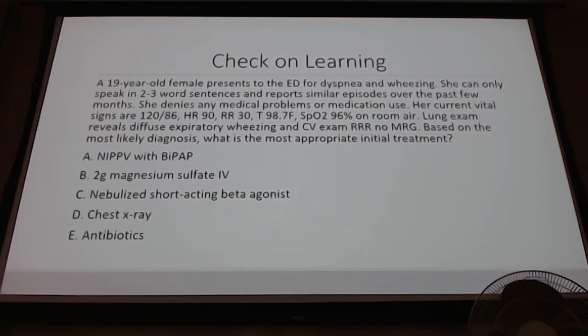All right, we got another one. You got a 19-year-old female, presents with acute dyspnea and wheezing. She can only speak 2 or 3-word sentences and reports similar episodes over the past few months. Denies any medical problems or medication use. Vital signs 120/86, heart rate 90, respirations 30, 98.7 temp, SpO2 96 on room air. Lung exam reveals diffuse expiratory wheezing. Cardiovascular exam, regular rate and rhythm, no murmurs, rubs, gallops. Based on the most likely diagnosis, what is the most appropriate initial treatment?